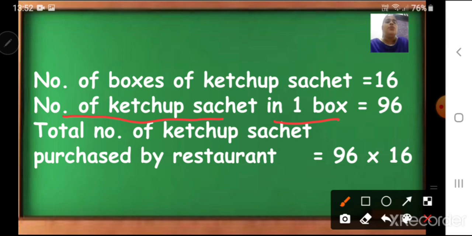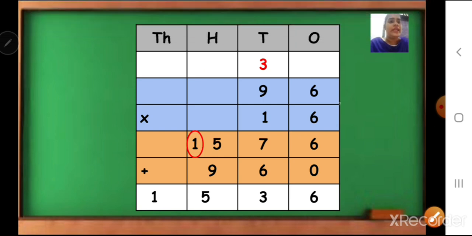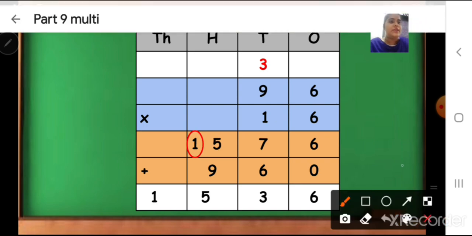The third is what we have to find out. We have to find out the total number of ketchup sachets purchased by the restaurant. Now in one box 96 small sachets were there. We have to find out in total 16 boxes how many ketchup sachets there are. So we are going to multiply 96 multiplied by 16. For this we have to draw the columns and then write the numbers. 96 multiplied by 16. So let us multiply.